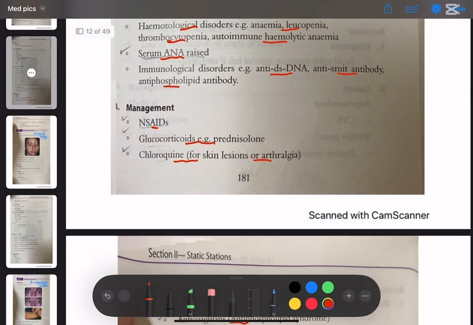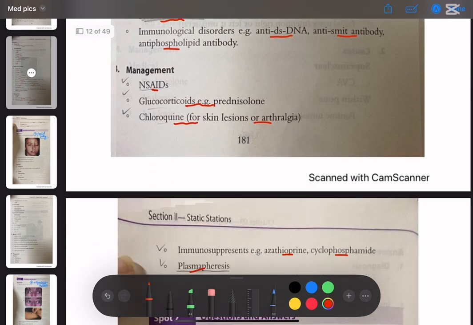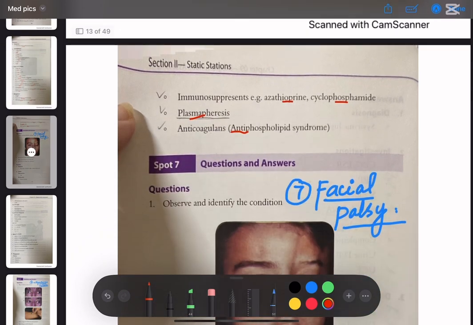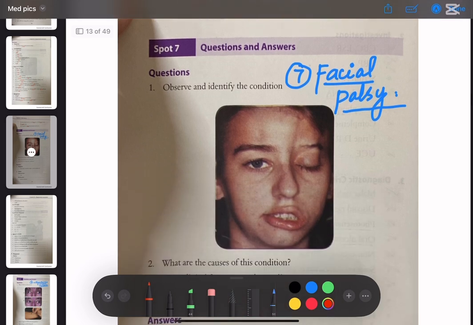These are the management options. That is NSAIDs, glucocorticoids, prednisolone, and chloroquine. Immunosuppressants, for example, azathioprine and cyclophosphamide, and plasmapheresis. Now this is the next case, which is observe and identify the condition.